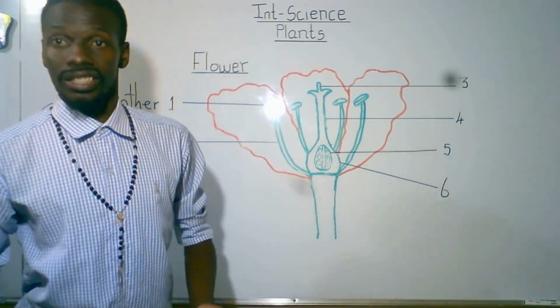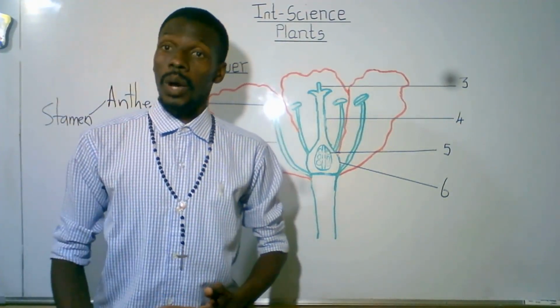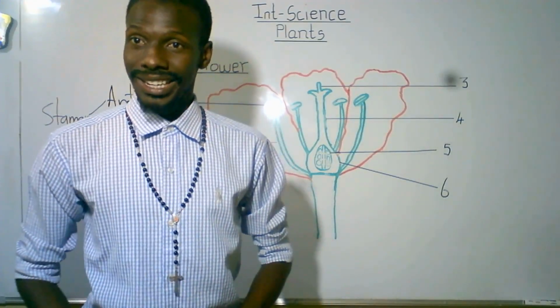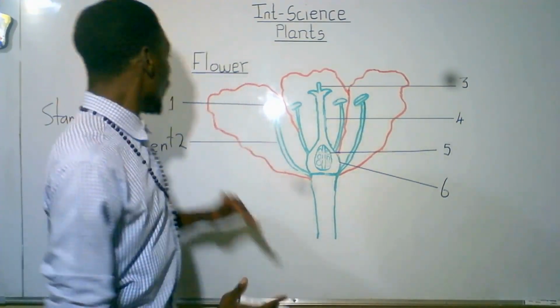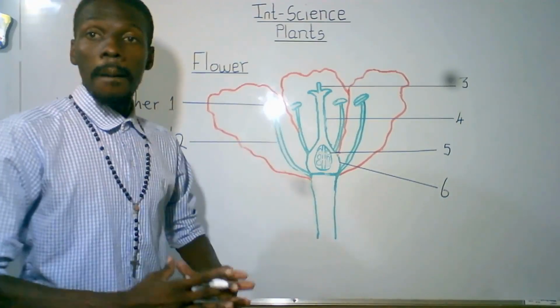If you're asked what's the name of the male part of the flower, we say that the male part of the flower is the stamen. The stamen is made up of the anther and the filament. Now we go to the female parts.